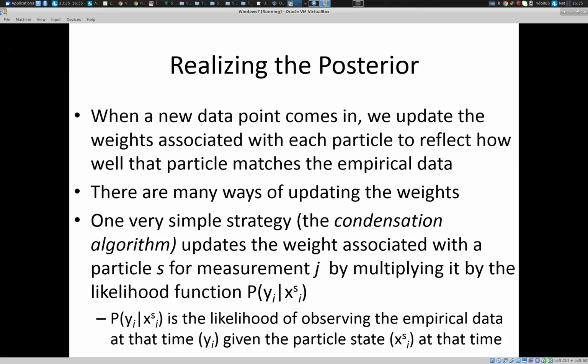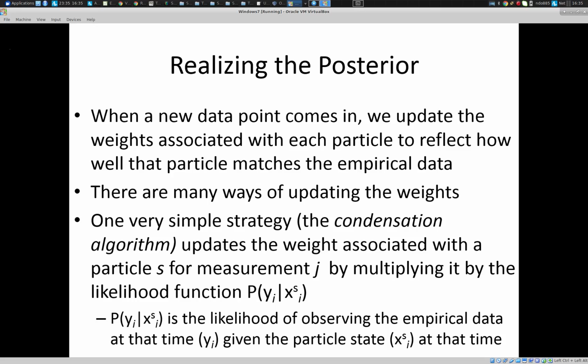And the strategy that we're using is one that dates back to 1998 with Isard and Blake. It's called the condensation algorithm, and it's extremely simple. You take the existing weight of that particle and you multiply it by the likelihood of observing the observed data given that particle's vector of values for the different state variables.